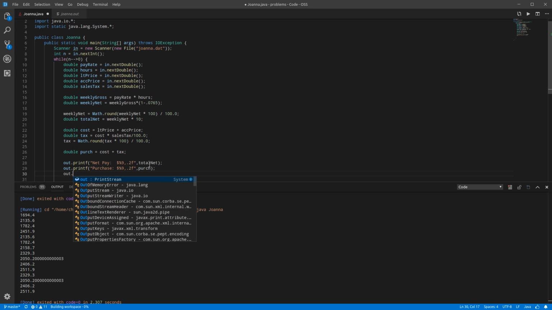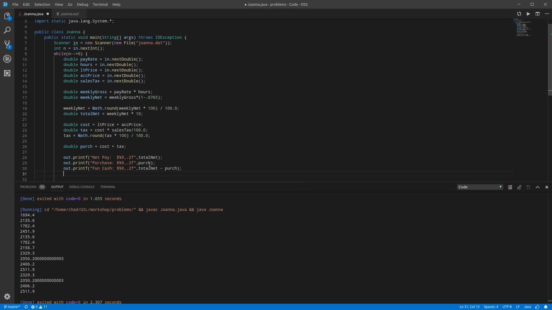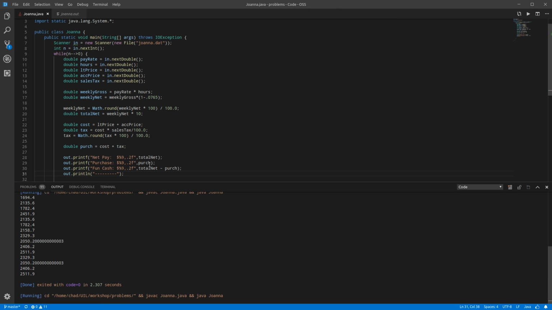And then finally out.printf, fund cash, dollar percent, 9 comma 0.2f, and we want that to be total net minus perch. That's what she has left. And then we want the 9 dashes, 1, 2, 3, 4, 5, 6, 7, 8, 9. Save. Gonna run.